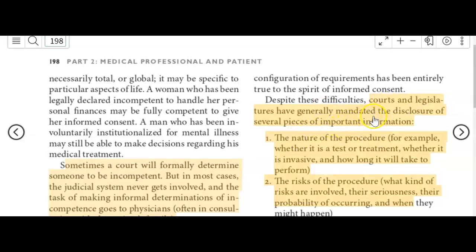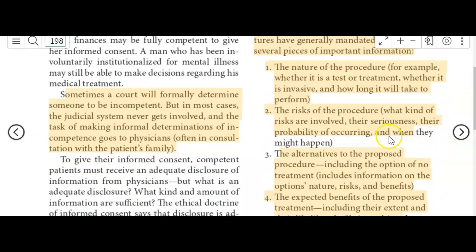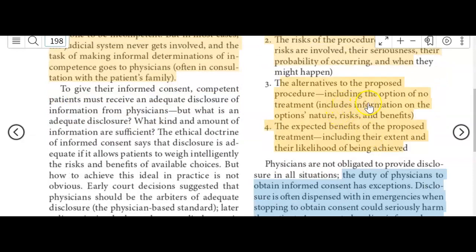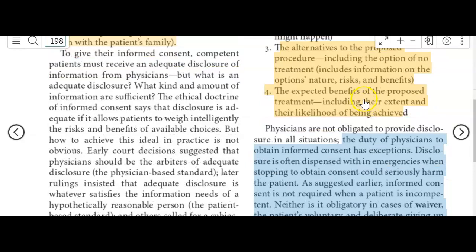Courts and legislatures have generally mandated the disclosure of this. This is a page I went over in class. The nature of the procedure. Is it a test or a treatment? How invasive? How long is it going to go on? What are the risks? And the alternatives. What would happen if you didn't do it? And the expected benefits. What's the purpose of it?